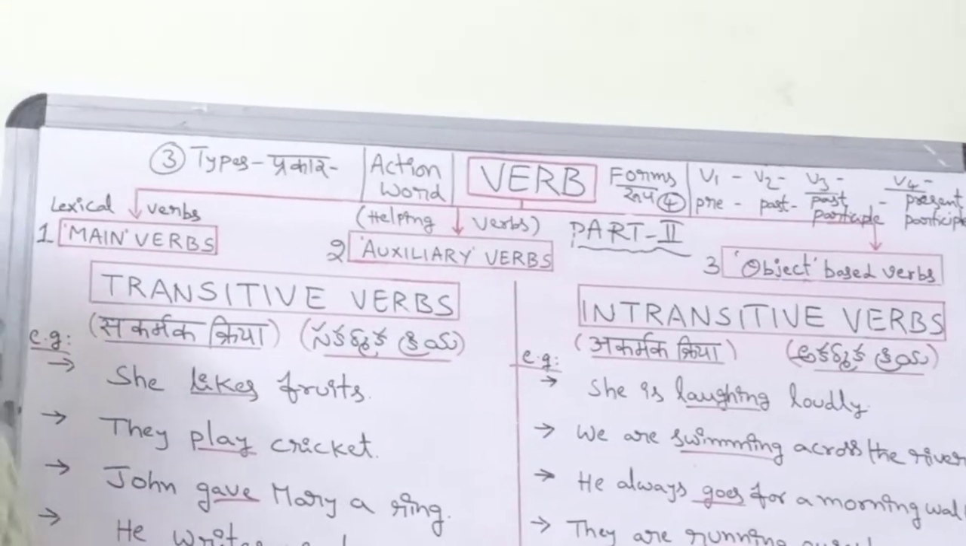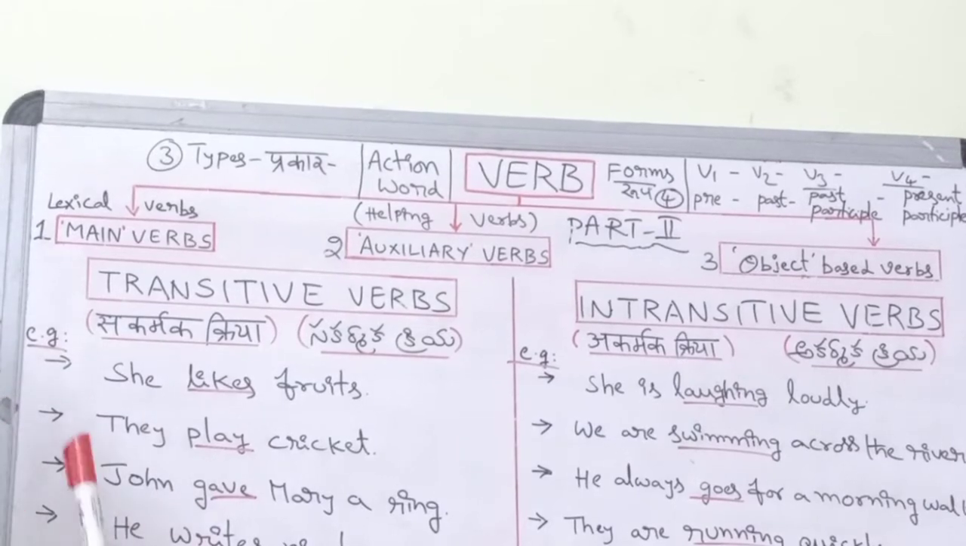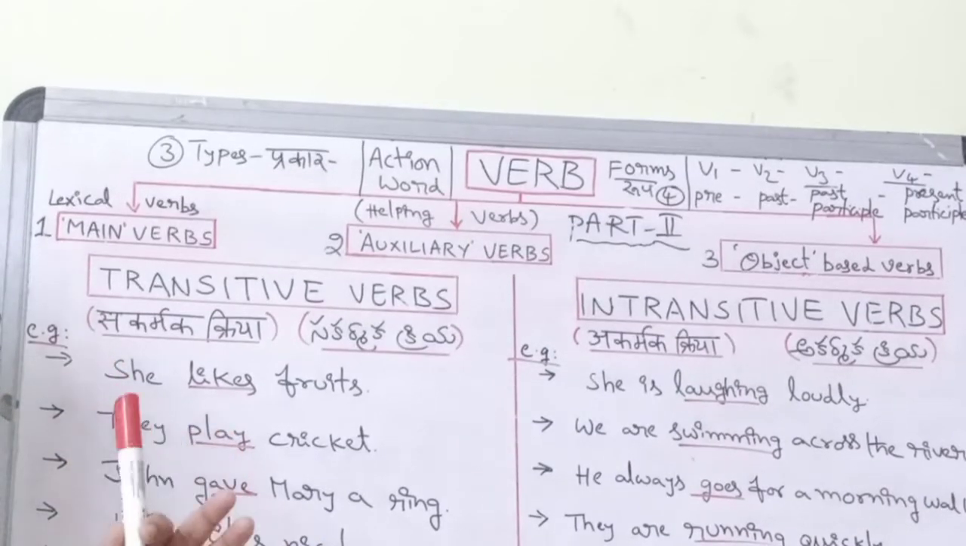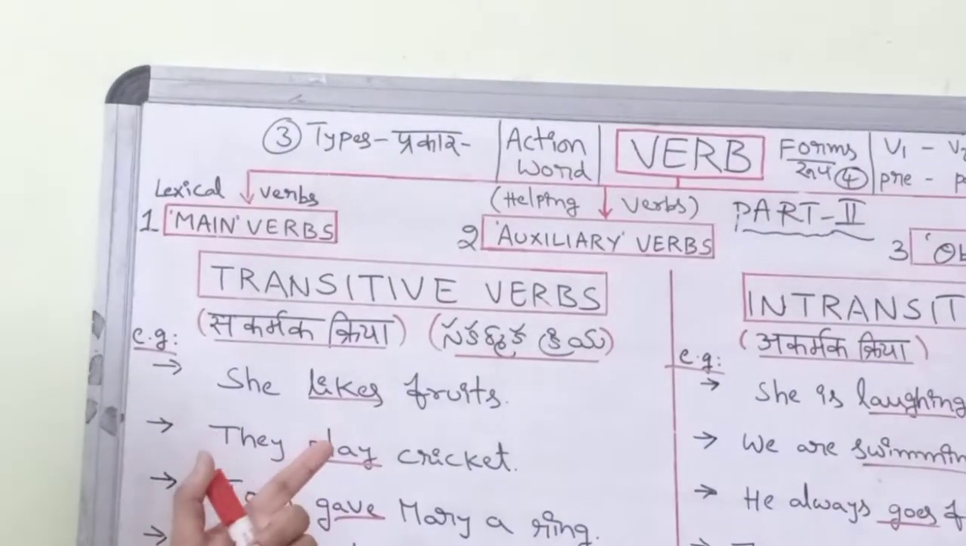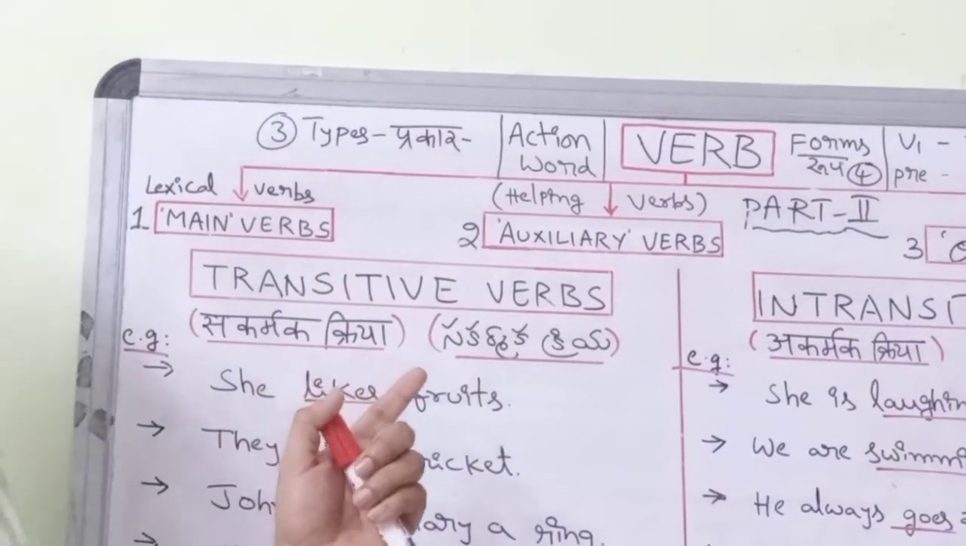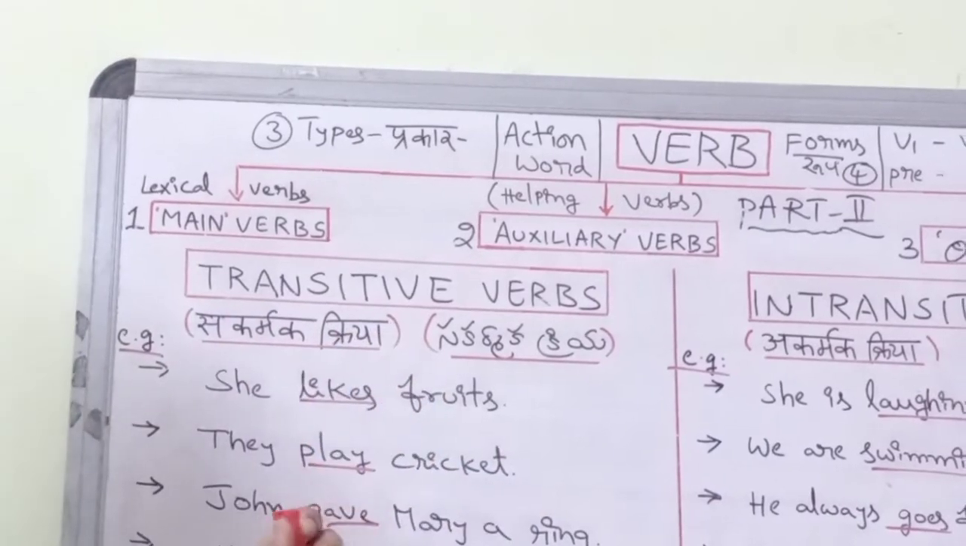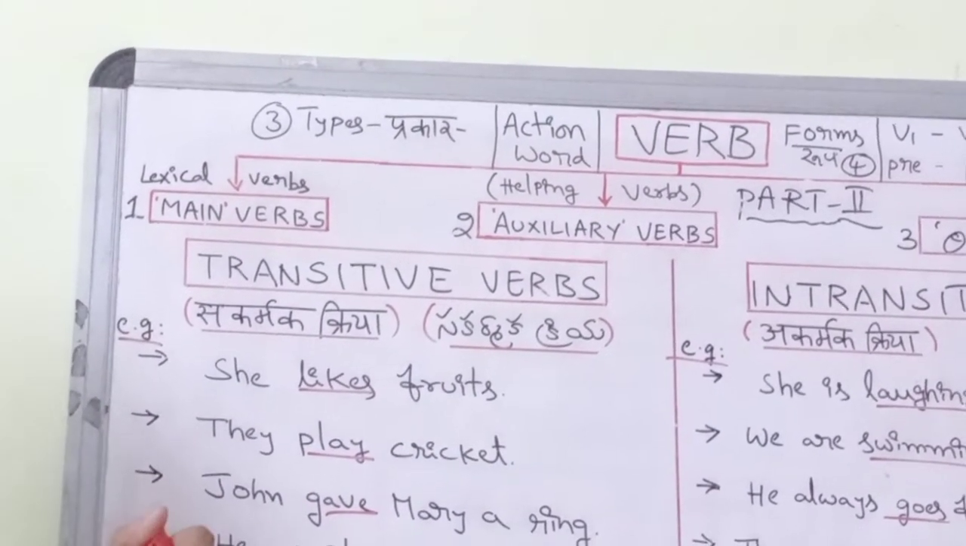Today our focus will be on the difference between these two types of verbs, transitive and intransitive verbs. Let us try to know what a transitive verb is and what an intransitive verb is. If you look at the board, transitive verbs in Telugu or Hindi are otherwise known as sakarmak kriya.